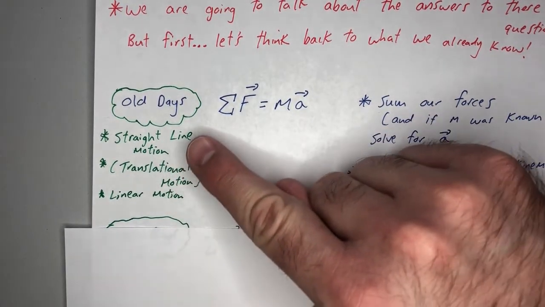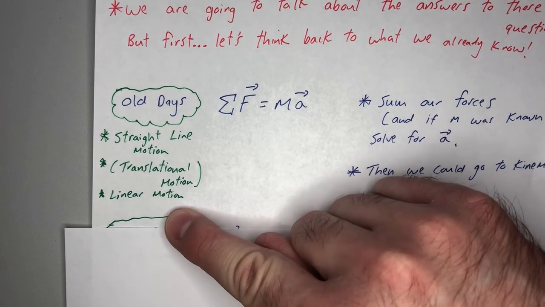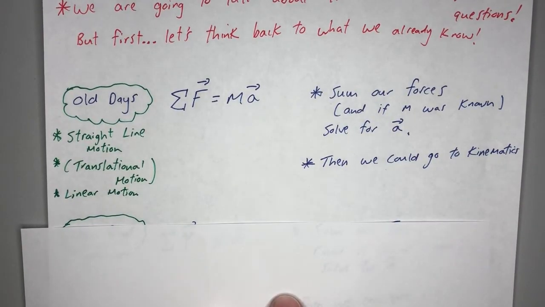Sometimes you hear them referenced as straight line motion, translational motion or linear motion. That's just moving in a straight line. We applied a force to the center of gravity of the object and it moved in a straight line, or it went down a ramp, or whatever, but it wasn't rotating.